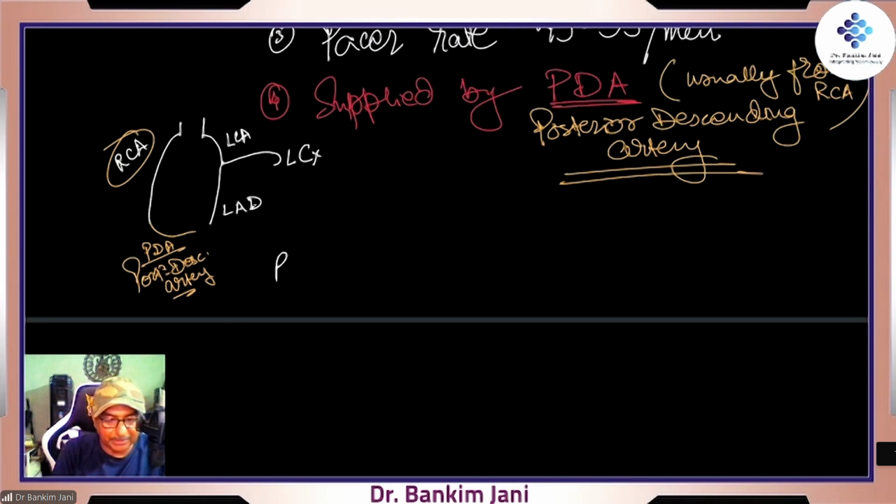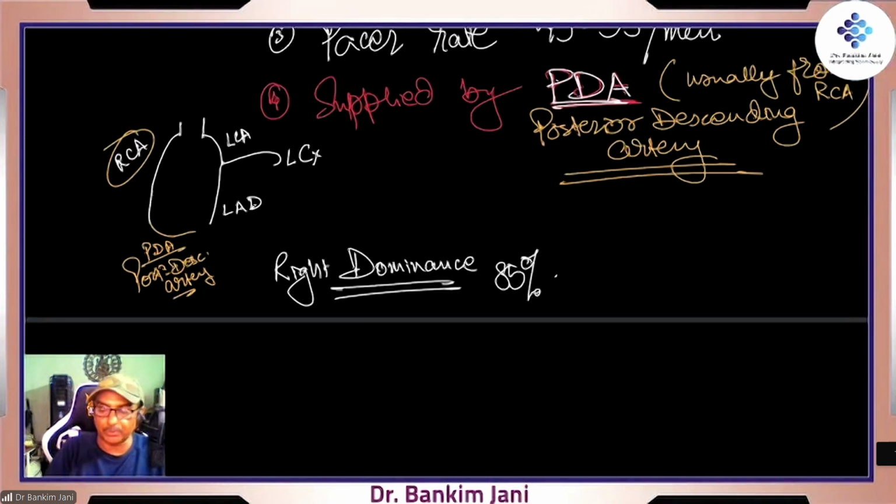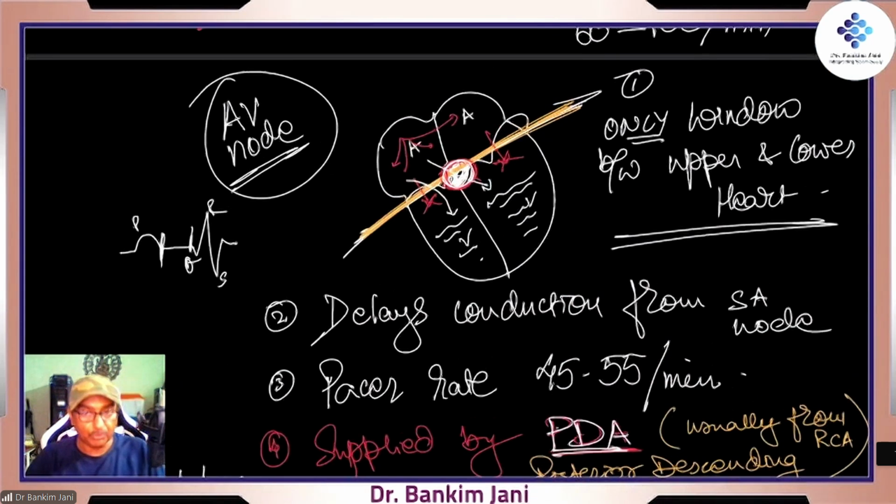the right dominance. Right dominance. So when this is coming from the left, it is called the left dominance. Sometimes, in very rare cases, it comes from both, partially. So that is called co-dominance. But in 85% of the cases, that is in most of the cases, you find that it is coming from the right coronary artery. So this is the important part, that this PDA, posterior descending artery, is actually supplying the AV node.